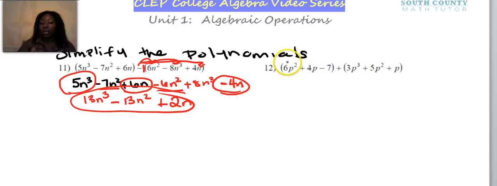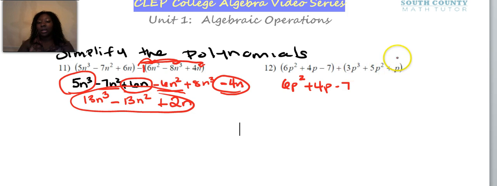Second one. Again, parentheses, nothing in front of it, so you just drop the parentheses. Second one, parentheses is a cubic trinomial. Plus does not change anything. It's like multiplying something by positive 1. It doesn't change anything. So you just drop the parentheses. Positive 3p cubed plus 5p squared plus p.